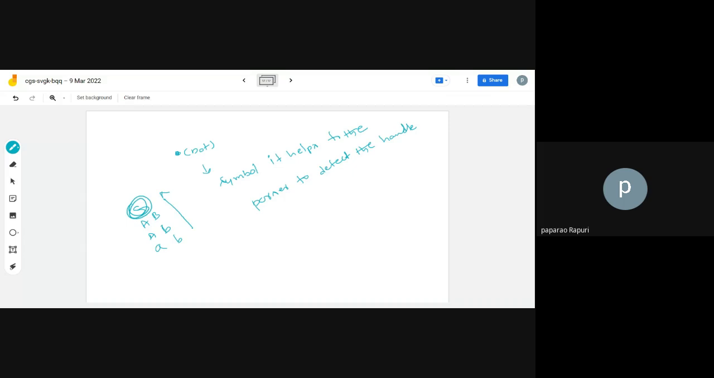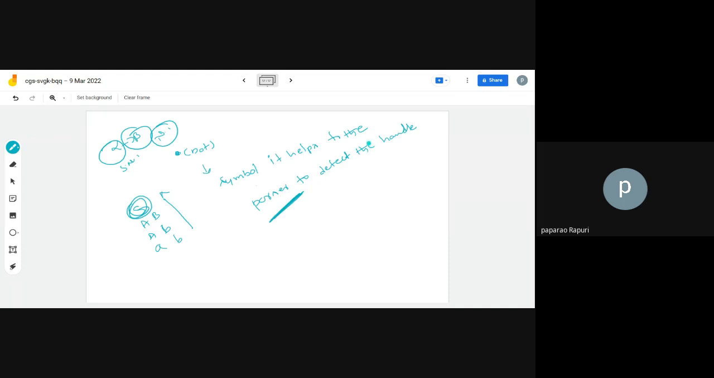So the context-free grammar type is in the format of alpha derives beta, where alpha is a single non-terminal and beta is a combination of terminals and non-terminals. Everything I explained in previous classes, sir. So here, dot is the symbol that helps the parser to detect the handles. With these handles, we can reduce the grammar.